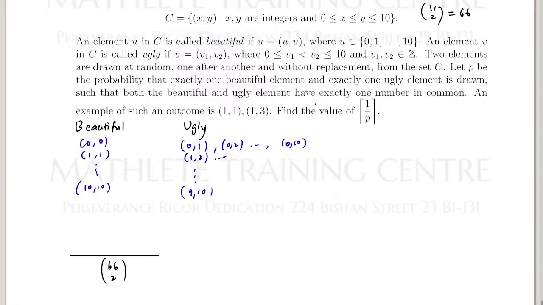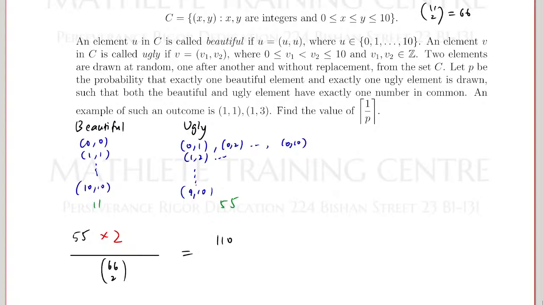How many ways are there to get one ugly, one beautiful, and one number in common? We first choose the ugly number. The ugly number can be any one of these 55 numbers. There are 11 beautiful ones and 55 ugly ones. And to match this ugly number, there are only two ways: either you match it with xx or with yy. So that is the answer. Finish.